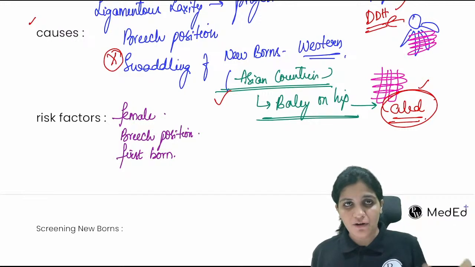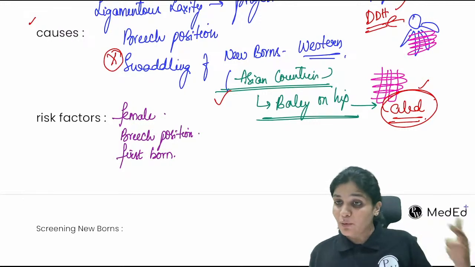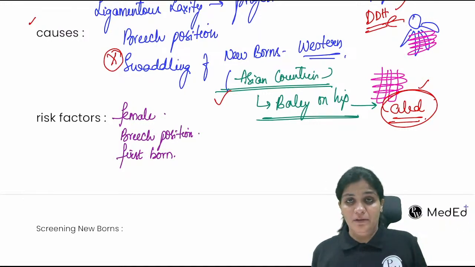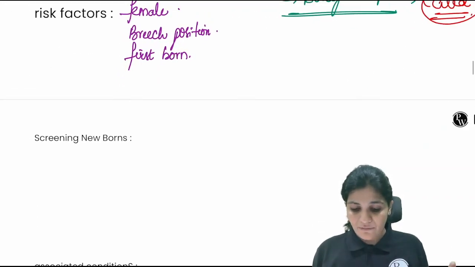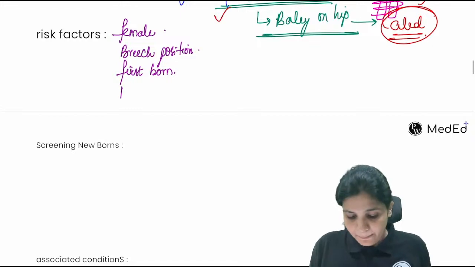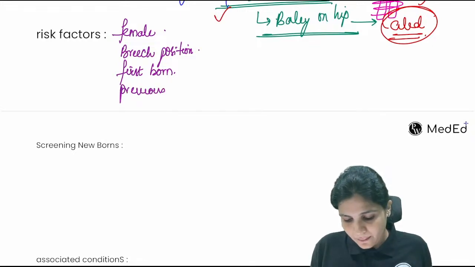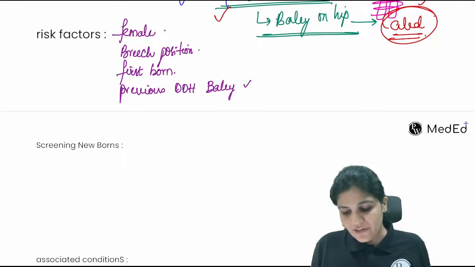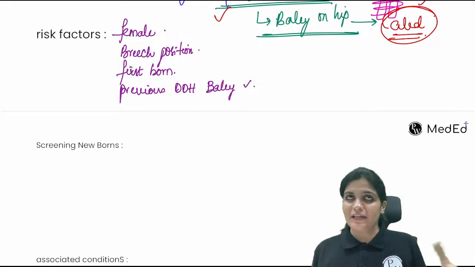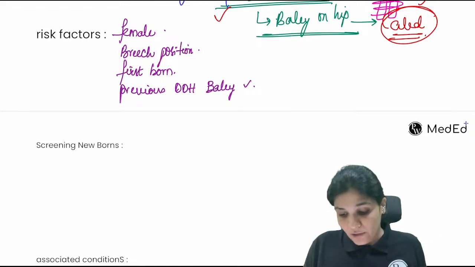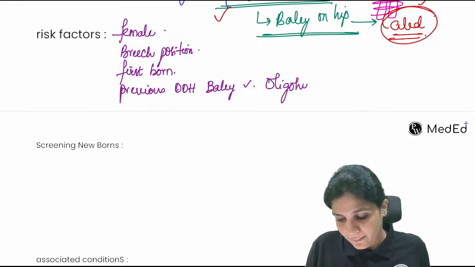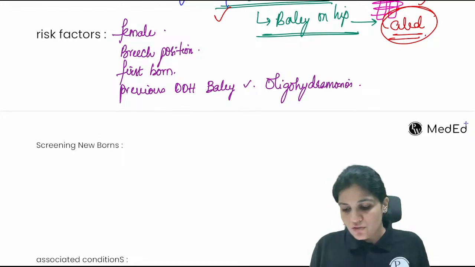If the baby is a firstborn female in breech position, then you have to examine or screen the baby for DDH, right? So how do you screen it? Also, a previous DDH baby: if you previously had a DDH baby, then again there is every chance that this baby can also end up in DDH. And then oligohydramnios. So these are all the risk factors.